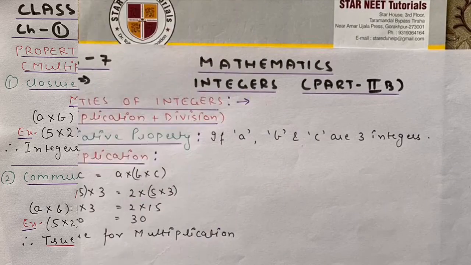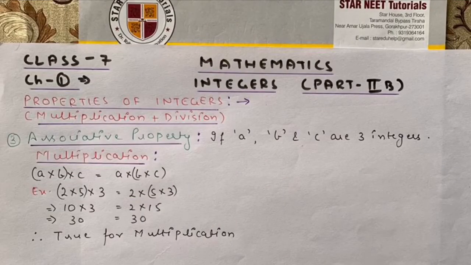Coming to our third property, associative property. Yesterday you saw that in associative property you need three integers, so a, b and c are three integers. For multiplication, a into b in bracket multiplied by c will be equal to a into b into c in bracket. You are aware of associative property, so I am not explaining it in a very long way. I am just making you understand it for multiplication and division.